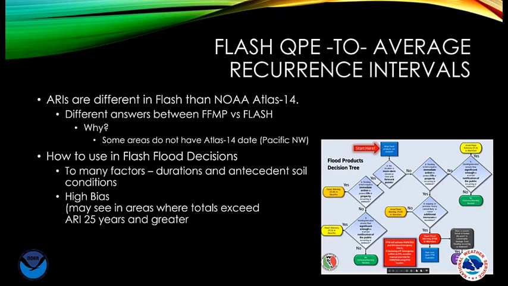So how to use this in your flash flood decision? It's kind of difficult. There are many factors that aren't accounted for: duration, the antecedent soil condition, and you have to remember there's a high bias that may be seen in areas where totals exceed the 25 years or greater, because there's probably just not as many cases.